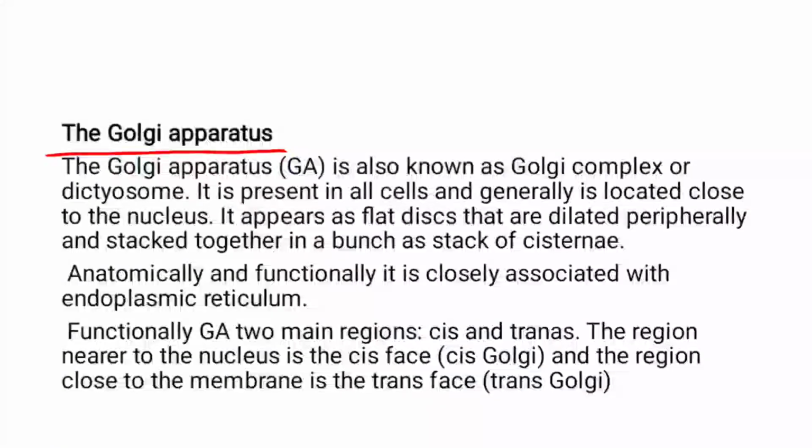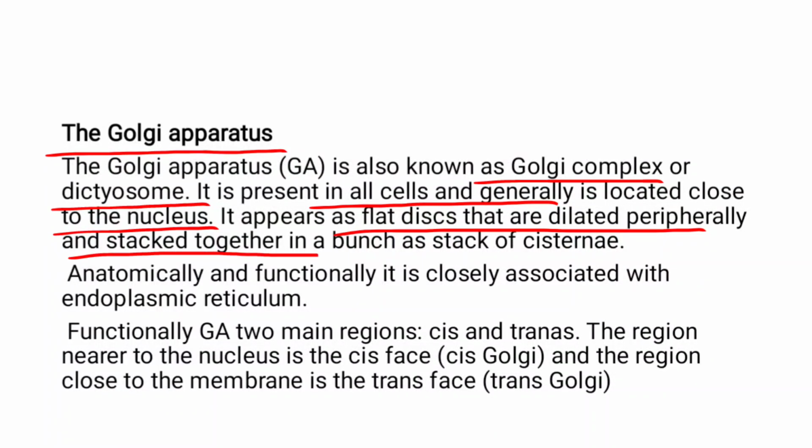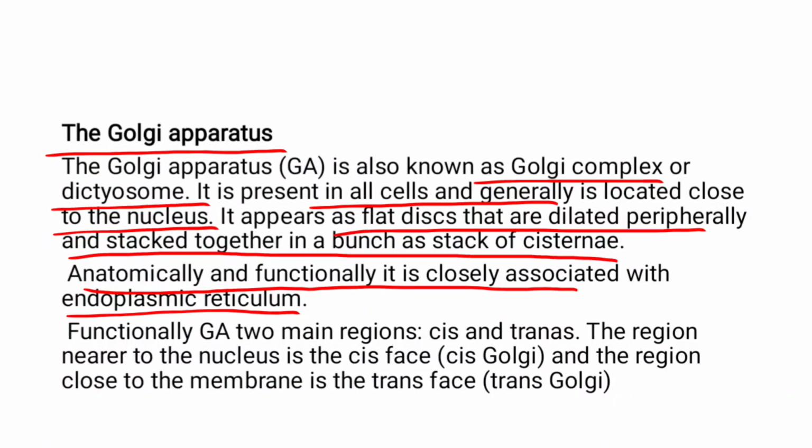Golgi apparatus. The Golgi apparatus is also known as Golgi complex or dictyosome. It is present in all cells and generally is located close to the nucleus. It appears as flat discs that are dilated peripherally and stacked together in a bunch as a stack of cisternae. Anatomically and functionally, it is closely associated with the endoplasmic reticulum. Functionally, the Golgi apparatus has two main regions, cis and trans. The region nearer to the nucleus is the cis face, and the region close to the membrane is the trans face, that is the trans Golgi.